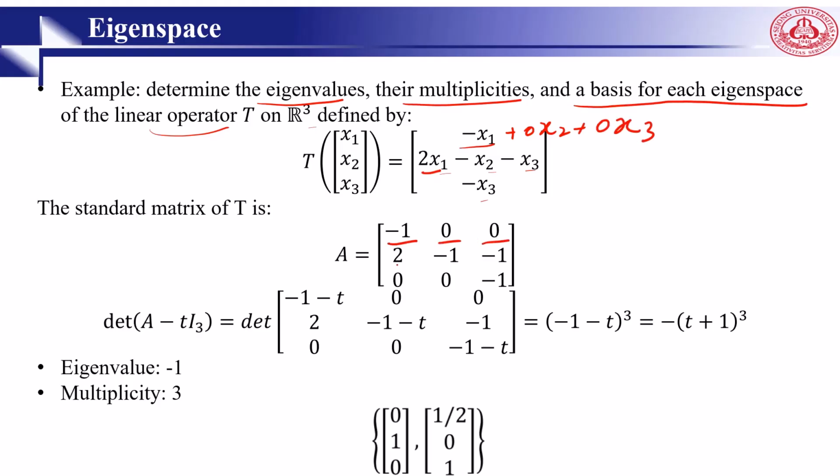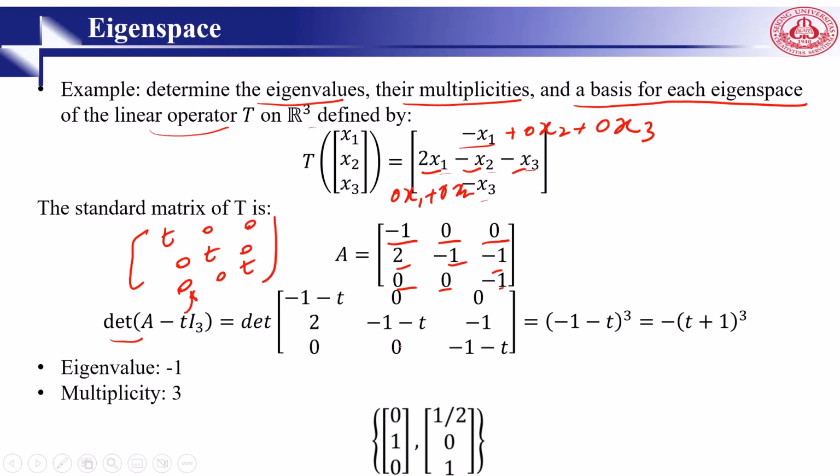Here we have 2, minus 1, and minus 1, times x1 plus 0 x2, so 0, 0, and minus 1. The characteristic polynomial of this one is the determinant of A minus t I3. So t I3 will be t, 0, 0, 0, t, 0, 0, 0, t, right? If you subtract this from A and find the determinant by multiplication and finally simplification, we come to minus 1 minus t cubed, which is minus (t plus 1) cubed.